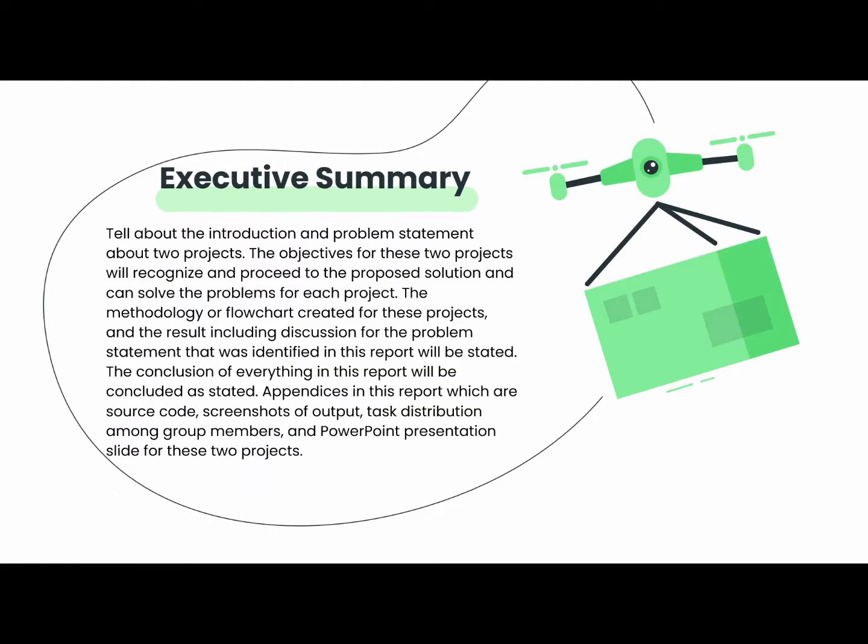First of all is the executive summary. This report is going to cover the introduction and problem statement of two projects that need to be implemented. Other than that, the objectives for these two projects will be recognized, leading to the proposed solution that suits and can solve the problems for each project. After that, the methodology or flowchart created for these projects, and the result including discussion for the problem statement identified in this report, will be stated. Furthermore, the conclusion of everything in this report will be stated.